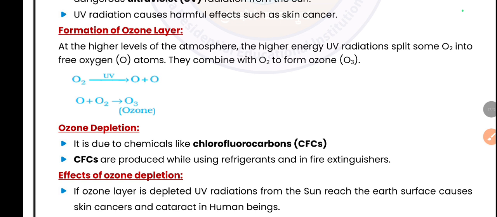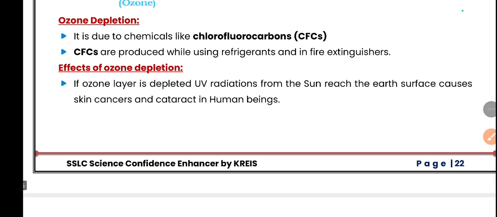Then ozone depletion. It is due to chemicals like chlorofluorocarbons. Chlorofluorocarbons are produced while using refrigerators and in fire extinguishers. Effects of ozone depletion: if the ozone layer is depleted, UV radiation from the sun reaches the earth's surface and causes skin cancer and cataract in human beings.